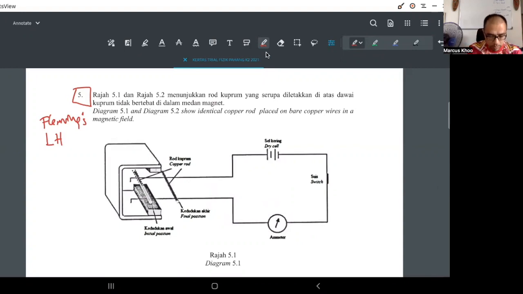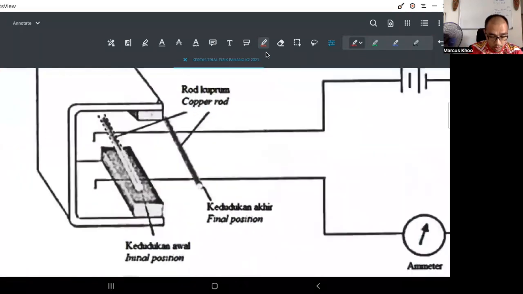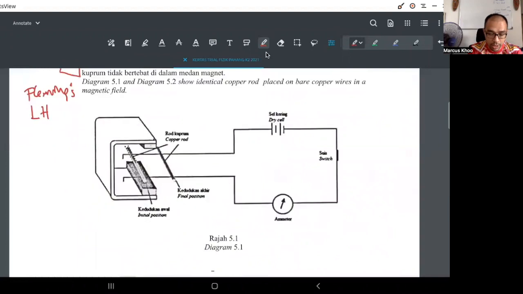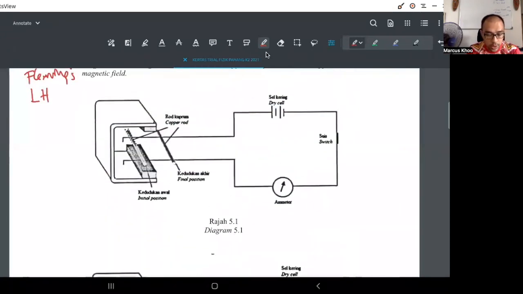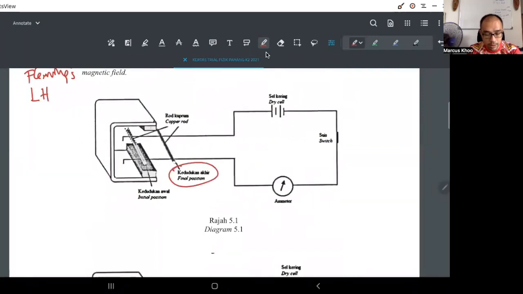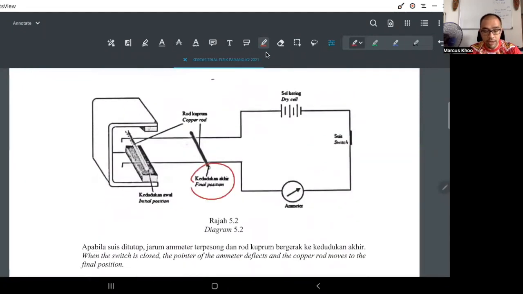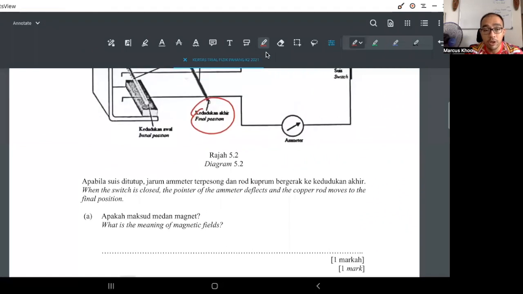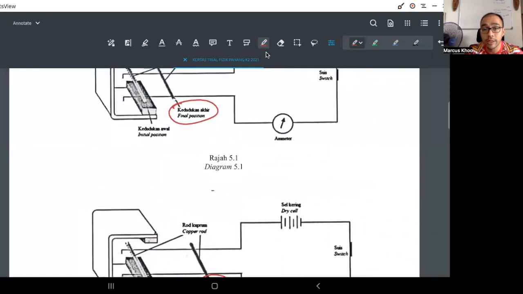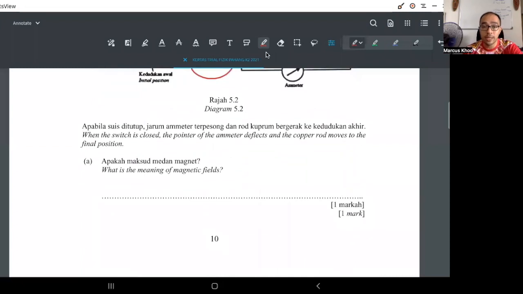But the problem here is I'm not really sure which is north and which is south. It's not really mentioned, but never mind, it's not important. So we see the final position in diagram 5.1 and the final position in diagram 5.2. When the switch is closed, the pointer of the emitter deflects and the copper rod moves to this one. So what is meant by the magnetic field?